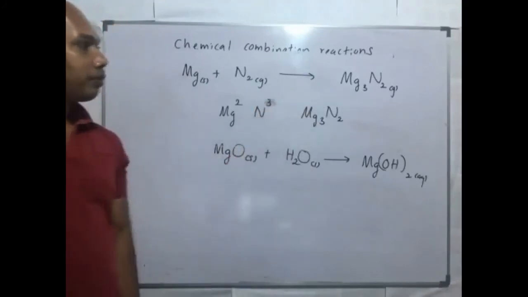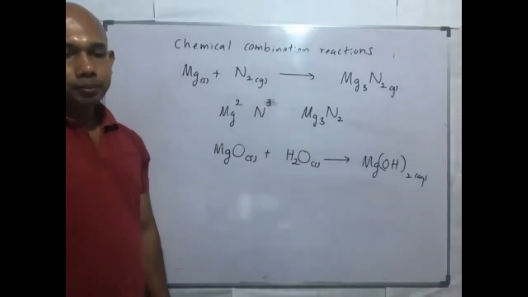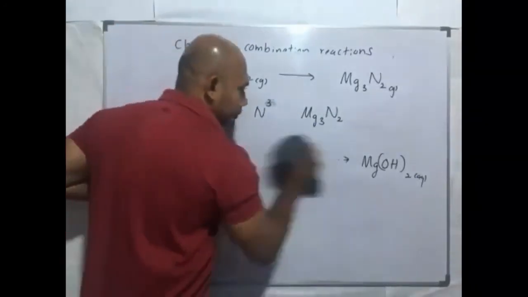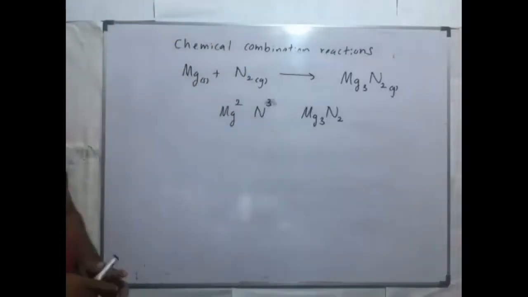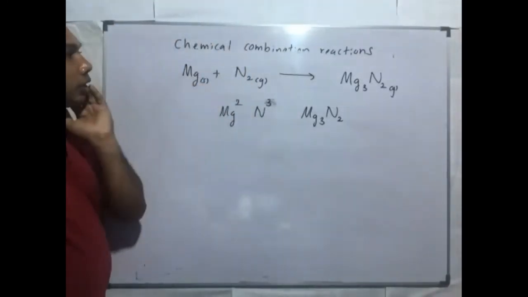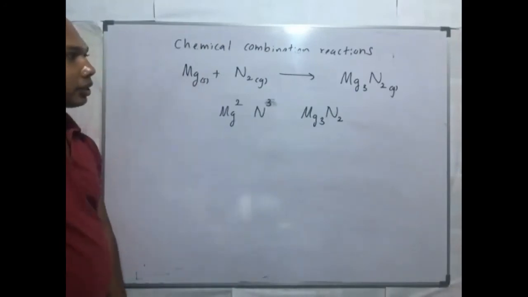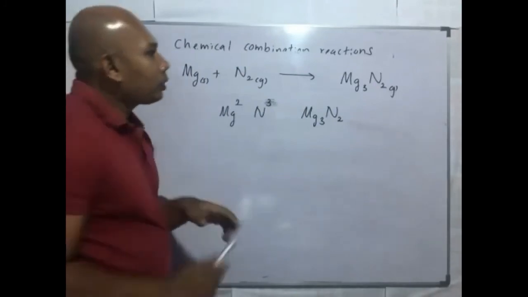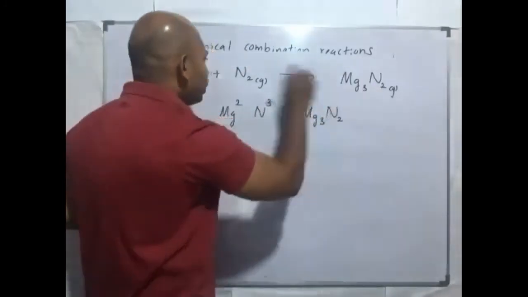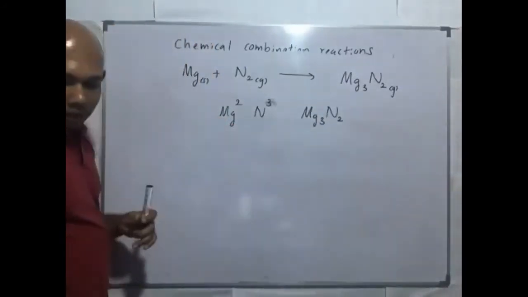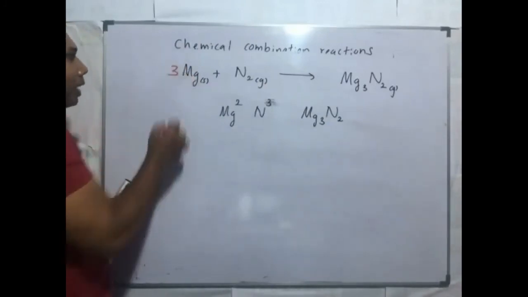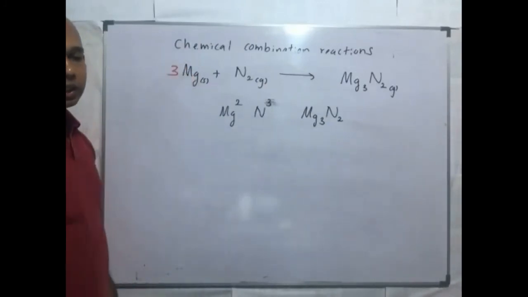Try to balance it. Magnesium is inert, so a special condition is essential to react. Here 2 nitrogen balanced, 3 magnesium. Directly you can write 3 here. 3 magnesium balanced. So it is a balanced chemical reaction.